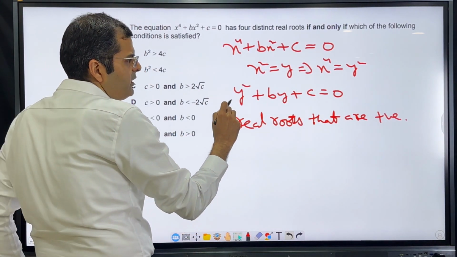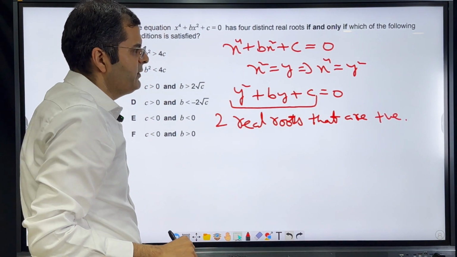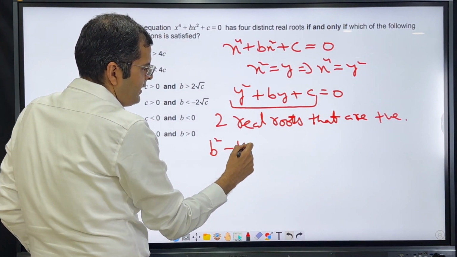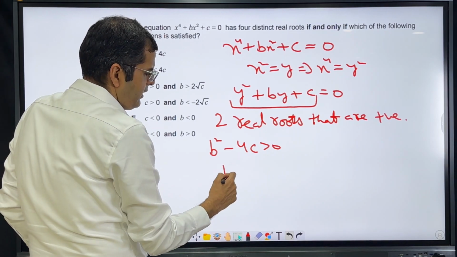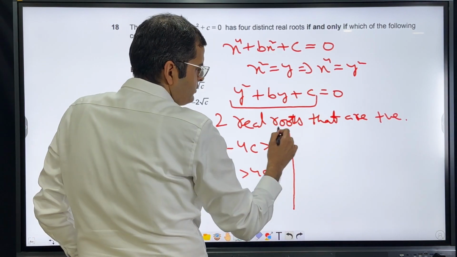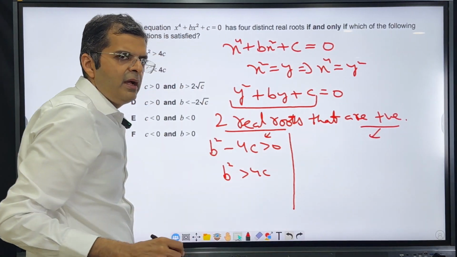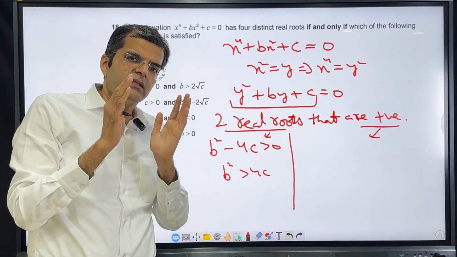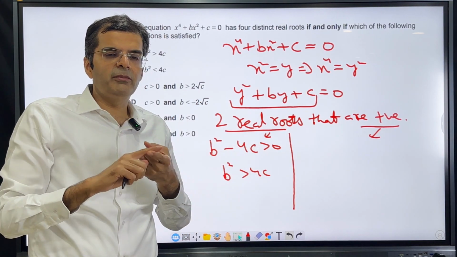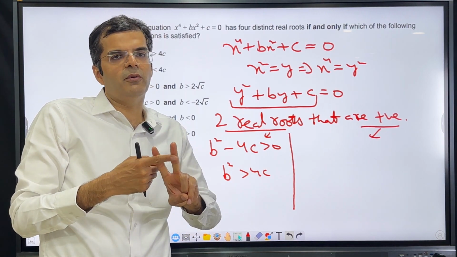So first of all, if they have real roots, the discriminant of this quadratic y square plus by plus c has to be greater than 0. So the discriminant b square minus 4c is greater than 0, or I can say b square is greater than 4c. Now this is for 2 real roots. Now if both of the roots are positive, that means the sum of the roots and the product of the roots are positive. Because only if the sum and the product of the roots are positive can we say both the roots are positive.